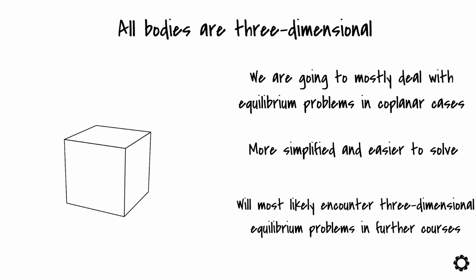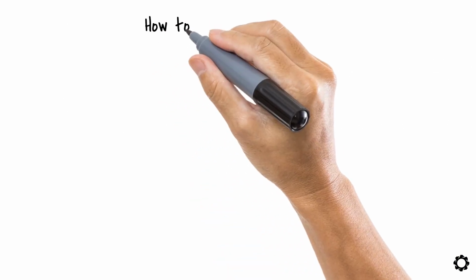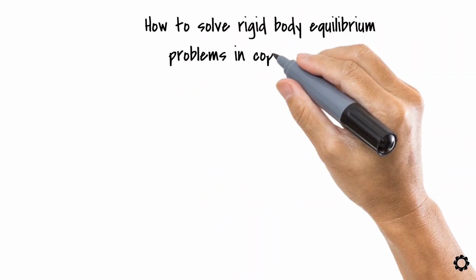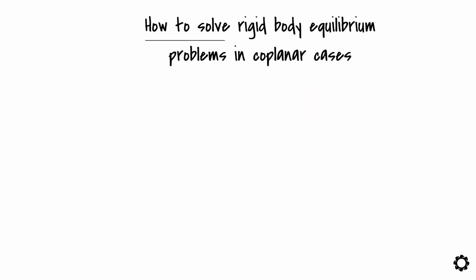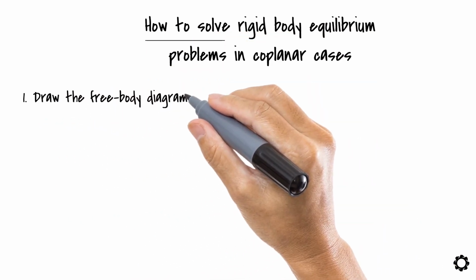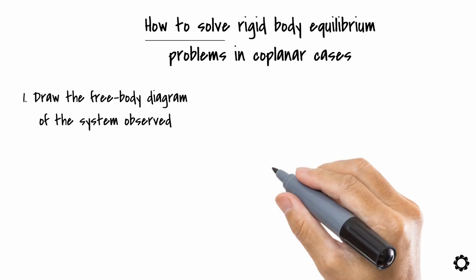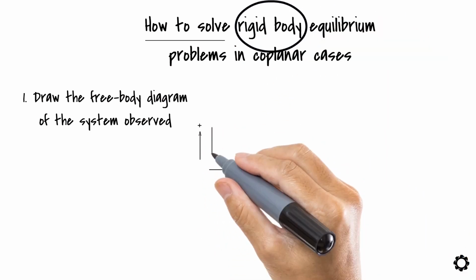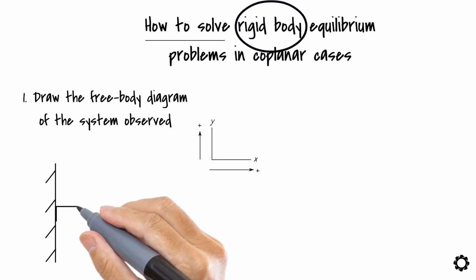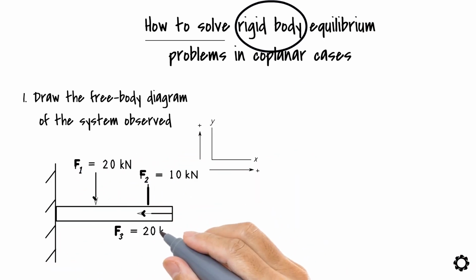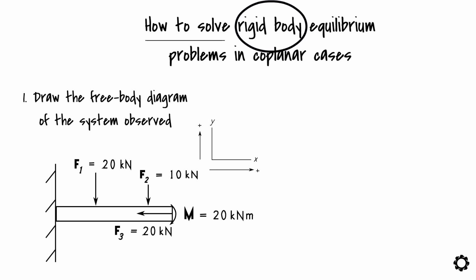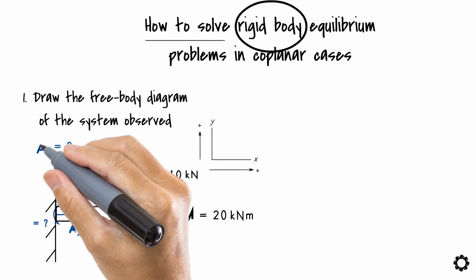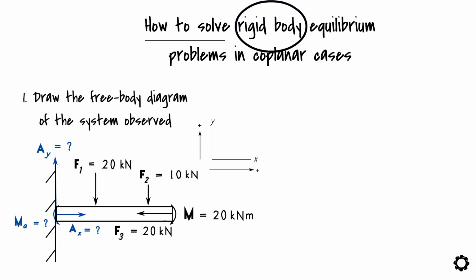Let us now move on to the second topic of this video, which is how to solve rigid body equilibrium problems in coplanar cases. As usual, the first thing you should do is draw the free body diagram of the system observed, which in this case is the rigid body. In this step, you will establish the positive directions of the x and y axis, and you will show all the forces and couple moments acting on the body with their magnitudes. For unknown forces and moments, you can use the following labels: Ax, Ay, MA, etc. Also indicate the dimensions of the body on the diagram.